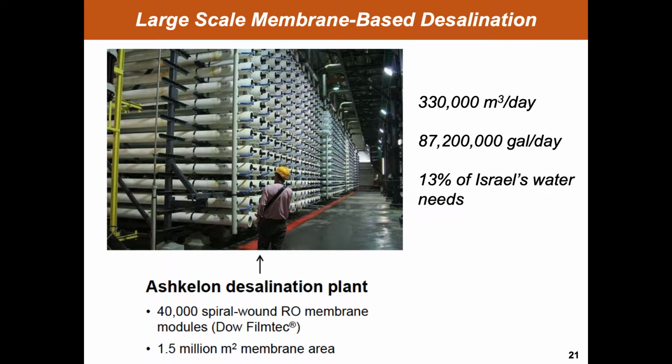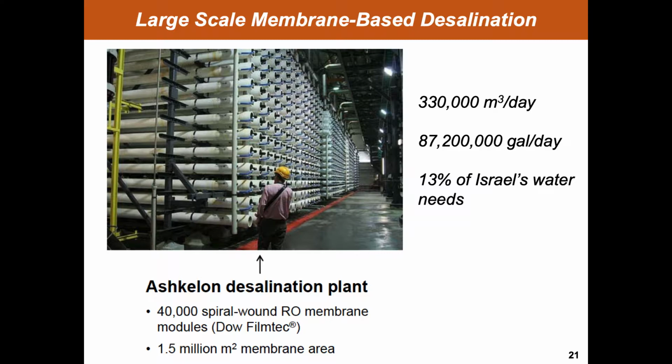This is an example of the picture from inside the Ashkelon desalination plant on the Mediterranean Sea. This is in Israel, just north of the Gaza Strip. The membranes are contained in these tubes. They're basically flat sheet membranes that are rolled up in so-called spiral wound modules. This particular plant has 1.5 million square meters of membrane area. I don't quite know how to put that into perspective, but it's a lot of membrane area, and supplies about 13% of Israel's water needs.